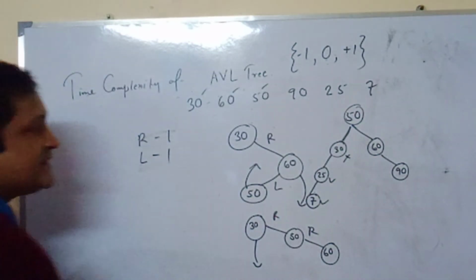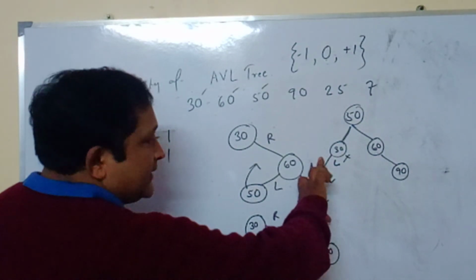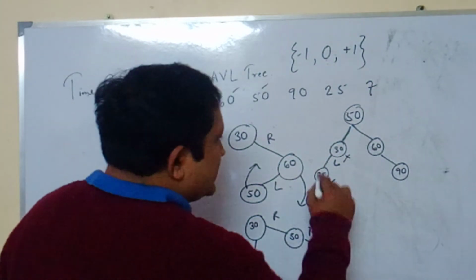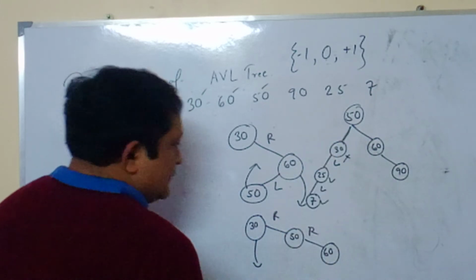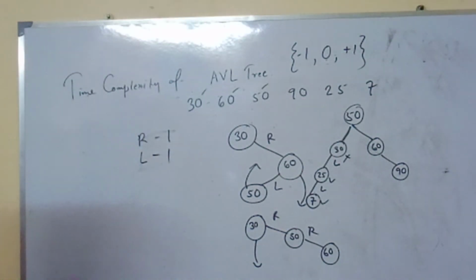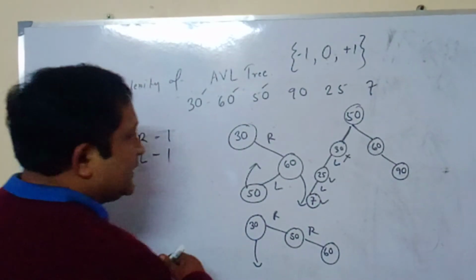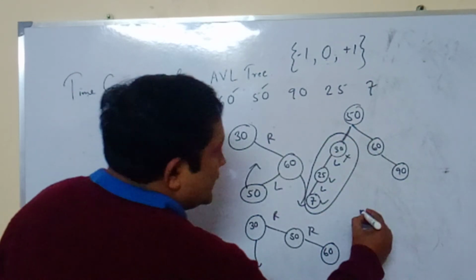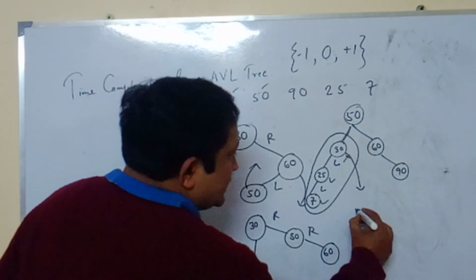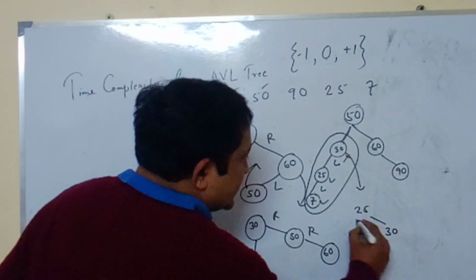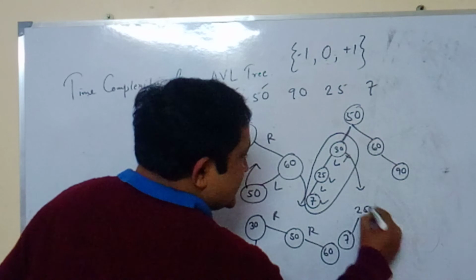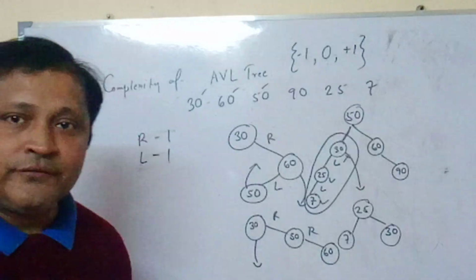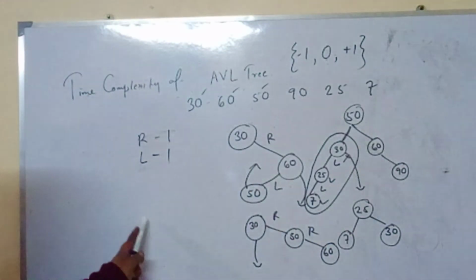How to make it balanced? This is an LL case, which means a clockwise rotation. So what we have to do? A clockwise rotation. Only this part. We have to make a clockwise rotation only on this subtree, moving 30 here, 25, 7. Now finally what does it come to?